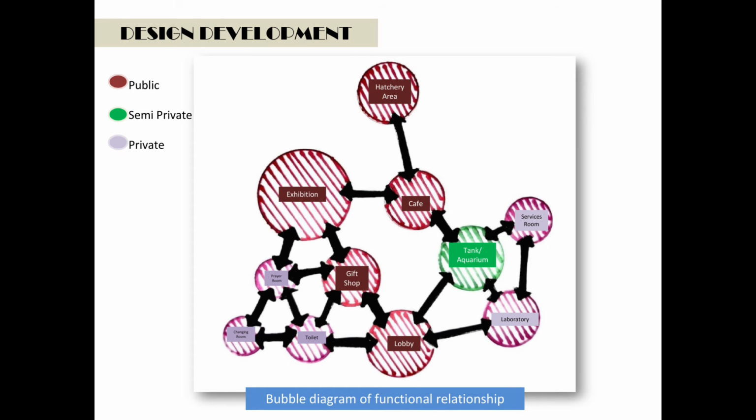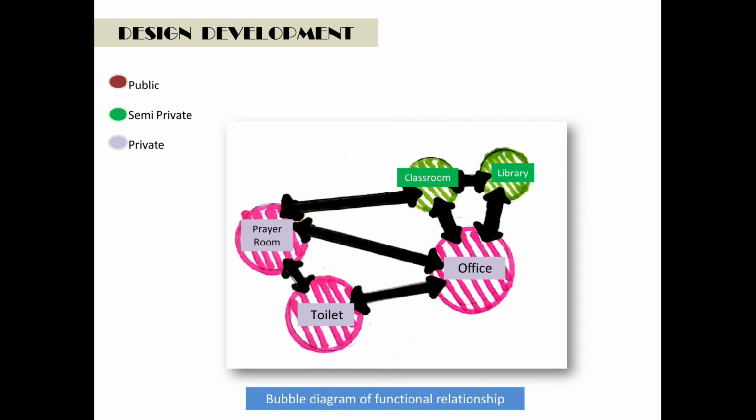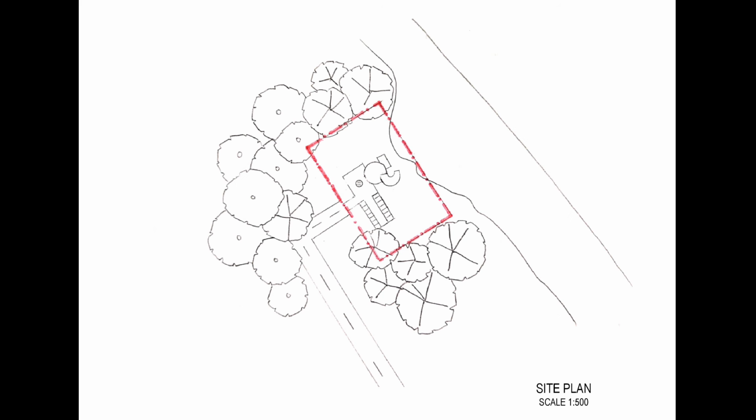As we can see in this ground floor bubble diagram of functional relationship, the tank, aquarium, and laboratory are essential to be connected, and it is optional for them to be near the toilet. And for the first floor bubble diagram, as I have said, it is more focused on office and education, which are included in semi-private and private space. It is to ease the staff and researchers in doing their work and getting inspiration for research, as few people will reach this level.